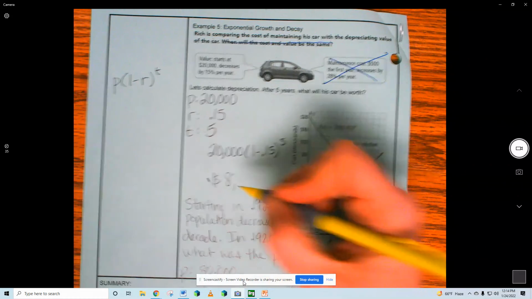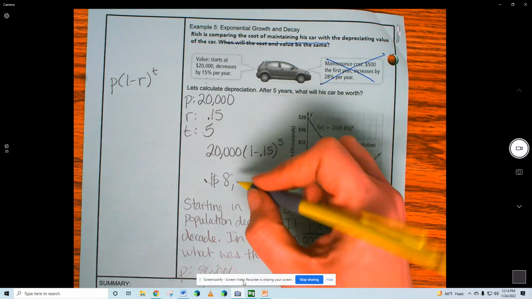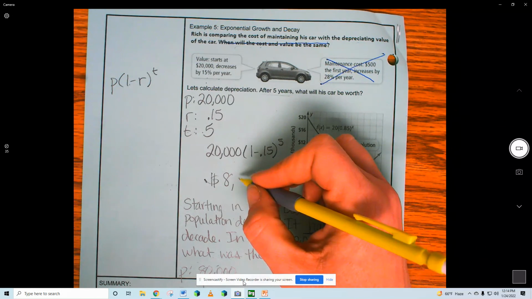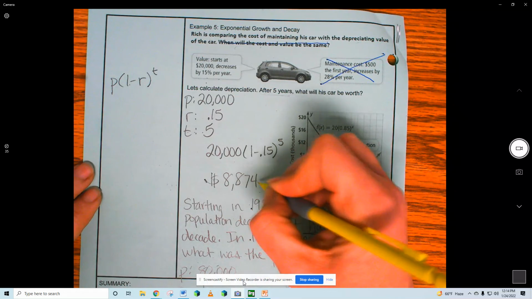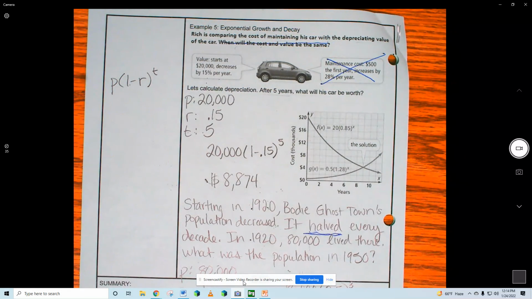8,000 what? And 1 penny. We can forget about the penny. No one's going to give you an extra penny for the car. So, the car was 20 grand and now it's only 8,000. That's a big decrease. You lost a lot of money on your car.